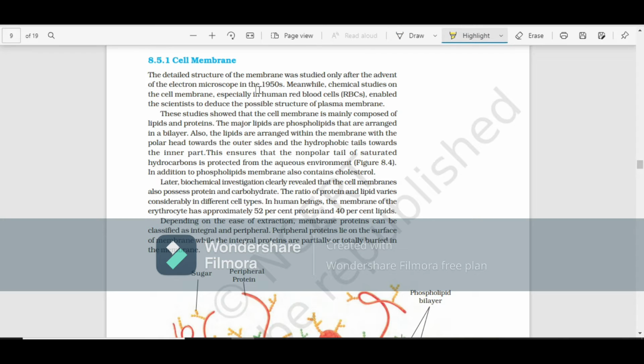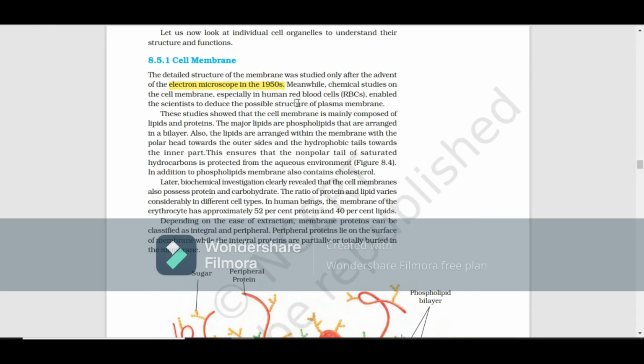Okay, now let's go to the cell membrane part. The detailed structure of the membrane was studied only after the advent of the electron microscope in the 1950s. Through that we were able to see the cell membrane. Meanwhile, the chemical studies on the cell membrane, especially in the human RBCs, enabled us to deduce the possible structure of the plasma membrane. Later when the electron microscope was found, it became much easier.